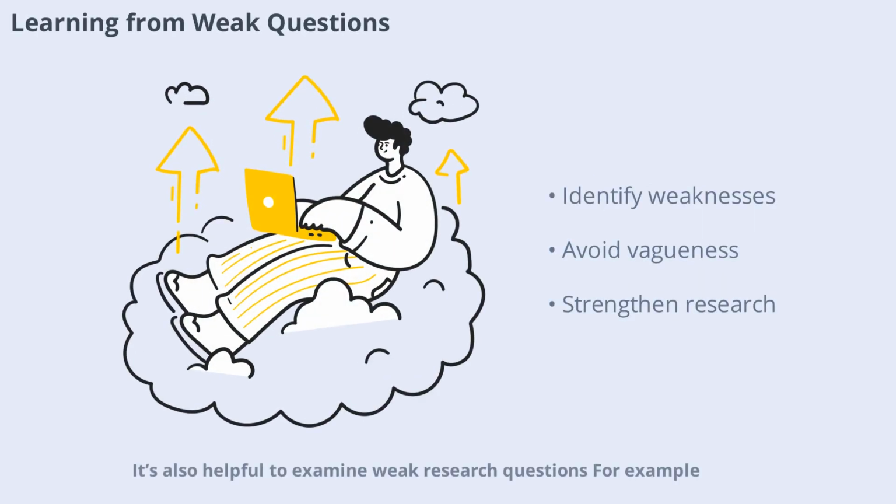It's also helpful to examine weak research questions. For example, is diet good for health? Is too vague and lacks specificity. By identifying weaknesses in poorly formulated questions, you can avoid common mistakes and strengthen your own research.